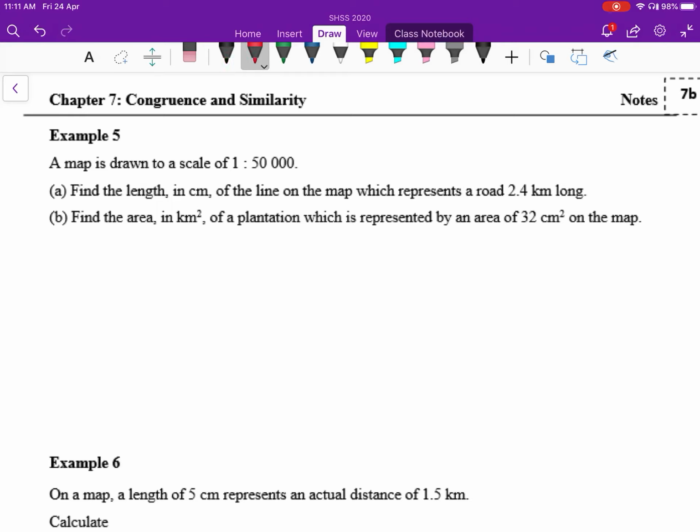Now this is an example of an exam question. Definitely. Because number 1, I test you on length. Number 2, I test you on area. It's something that we teachers love to set. A map is drawn to a scale of 1:50,000.